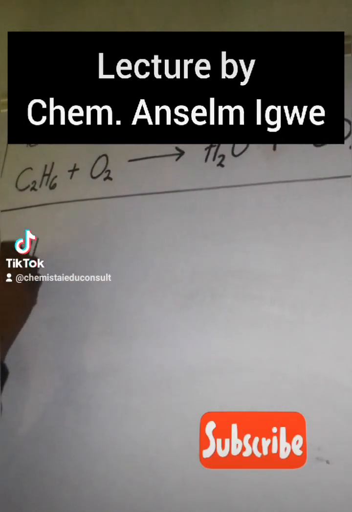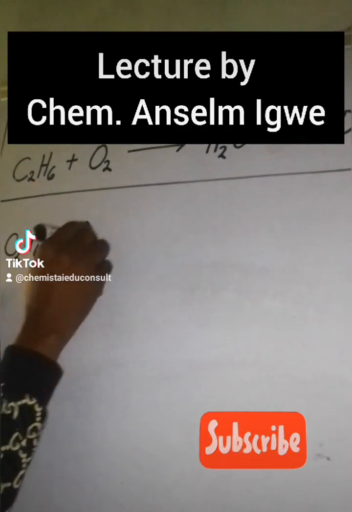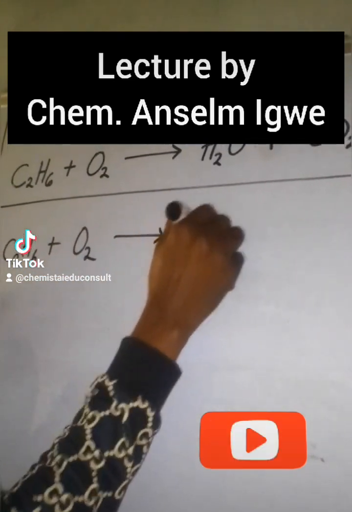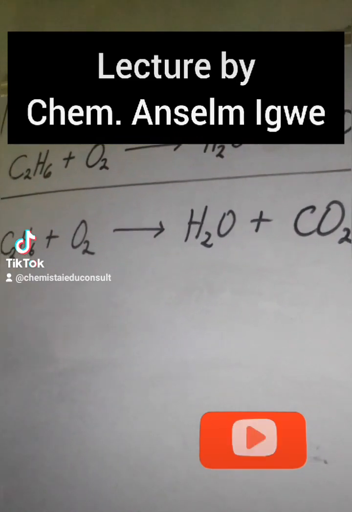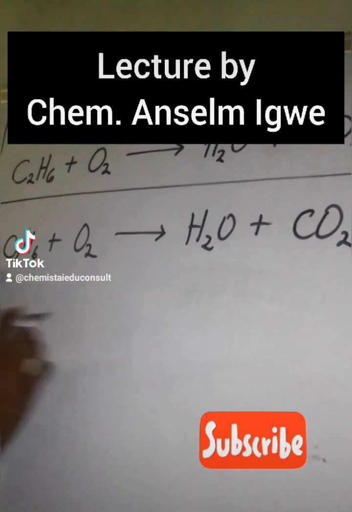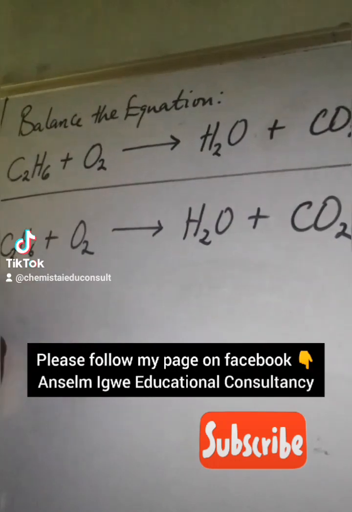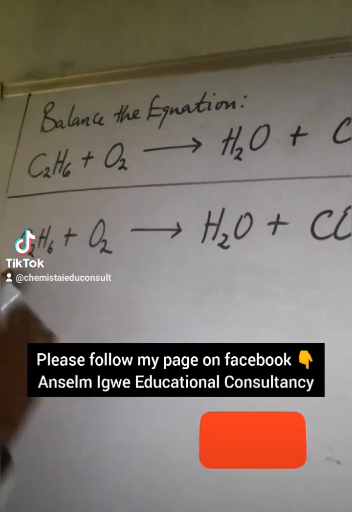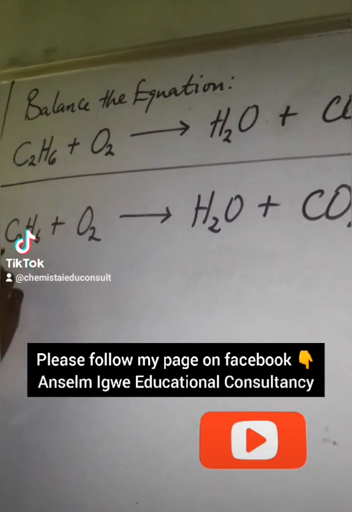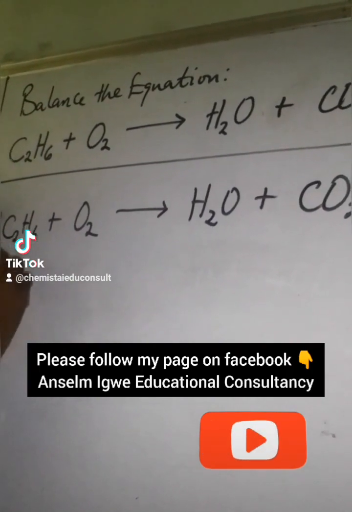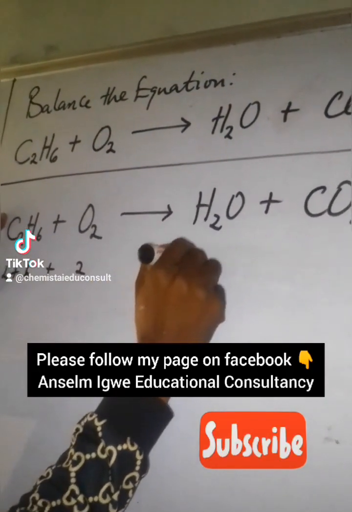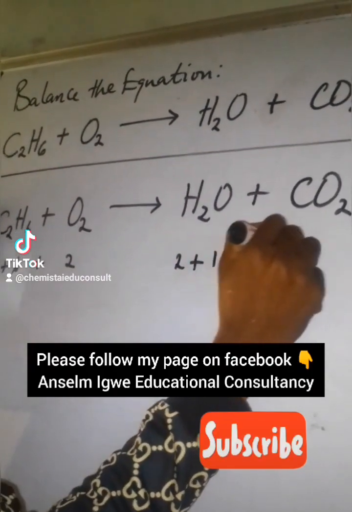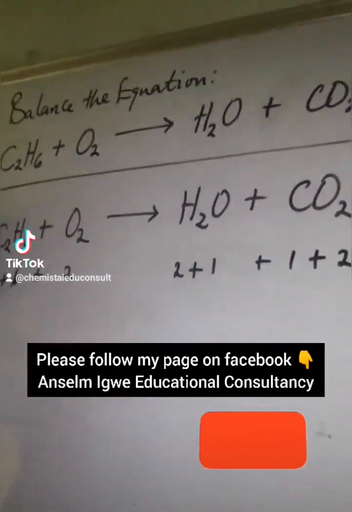So to balance this, we rewrite the equation. After that, you start balancing atom by atom. Remember, you can check that the atoms are balanced by writing the atomicity of each substance here. Carbon is 2 atoms, hydrogen is 6 atoms, oxygen is 2 atoms. Here, hydrogen is 2 atoms, oxygen is 1 atom, and carbon is 1 atom, and oxygen is 2 atoms.